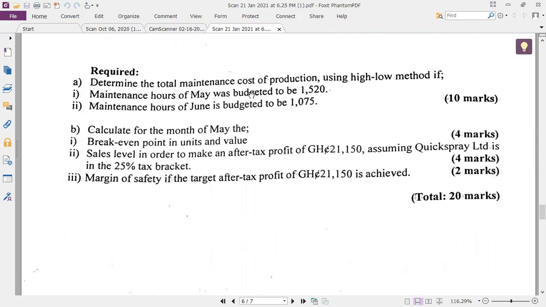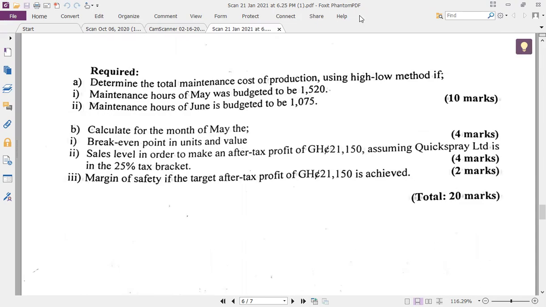Cover the total maintenance cost of production using the high and low method. If maintenance hours for May was budgeted to be 1,520, is it below the threshold or above the threshold? It's above the threshold. You have to pick the one that contains the step-up cost. Agreed.